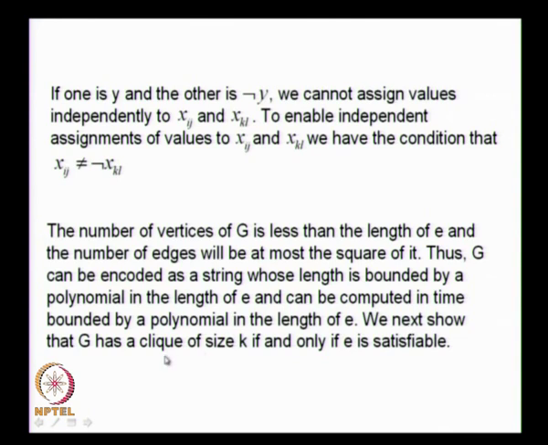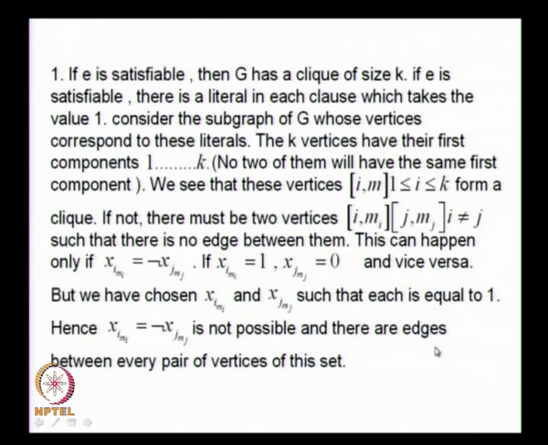Now, we show that G has a clique of size k if and only if E is satisfiable. If E is satisfiable, we have to show that G has a clique of size k, and vice versa. If E is satisfiable, then every class has a literal which takes a value 1. There is a literal in each class which takes a value 1.